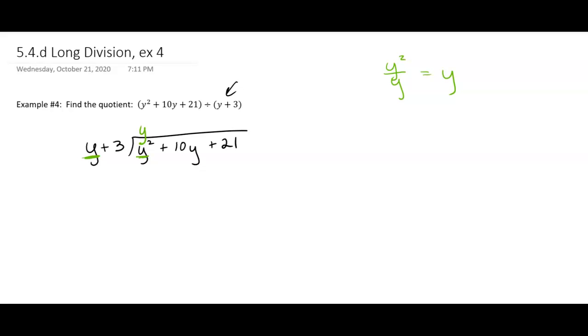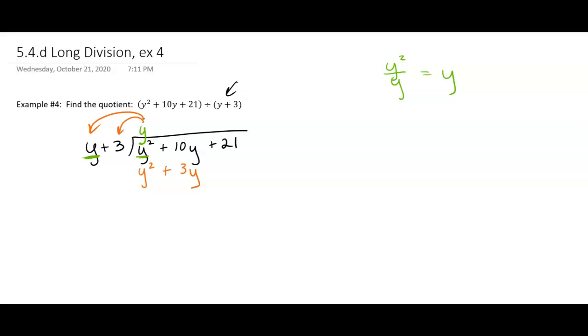Now I have to multiply. So let's see. I'll go with orange. Y times y, that's y squared. Then you also have to go y times 3, which is plus 3y. Okay, now the next part is going to be subtraction.